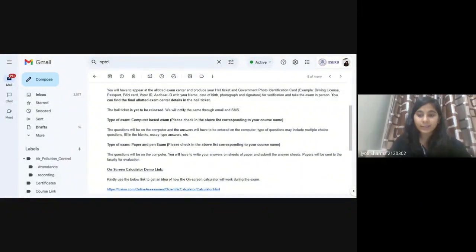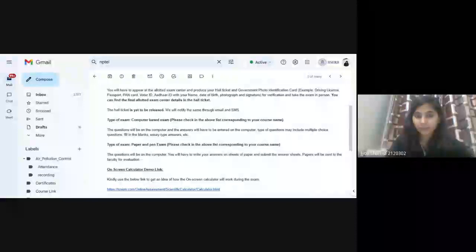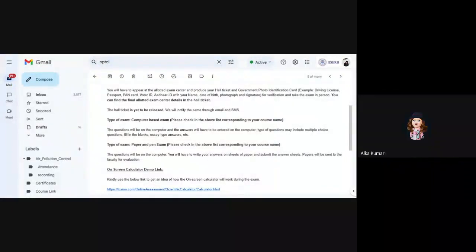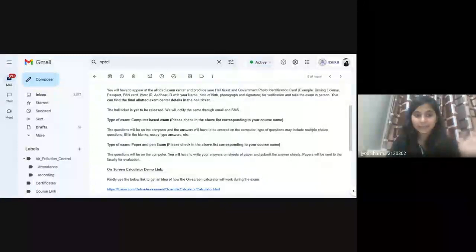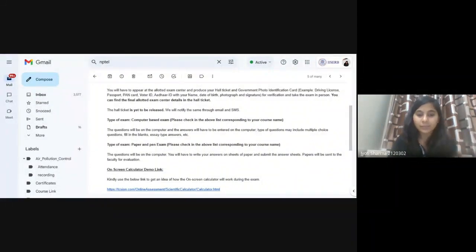Okay, so Alka is telling based on inference, because she has already given two NPTEL exams, and that was based on MCQs. Not 2, so only 1. Okay, only one. Right now it is written that it can be MCQs, filling the blanks, and essay type answer. So from there, I can infer that they can also give you some long type answer. But yes, if Alka has some experience, you can also rely on her.